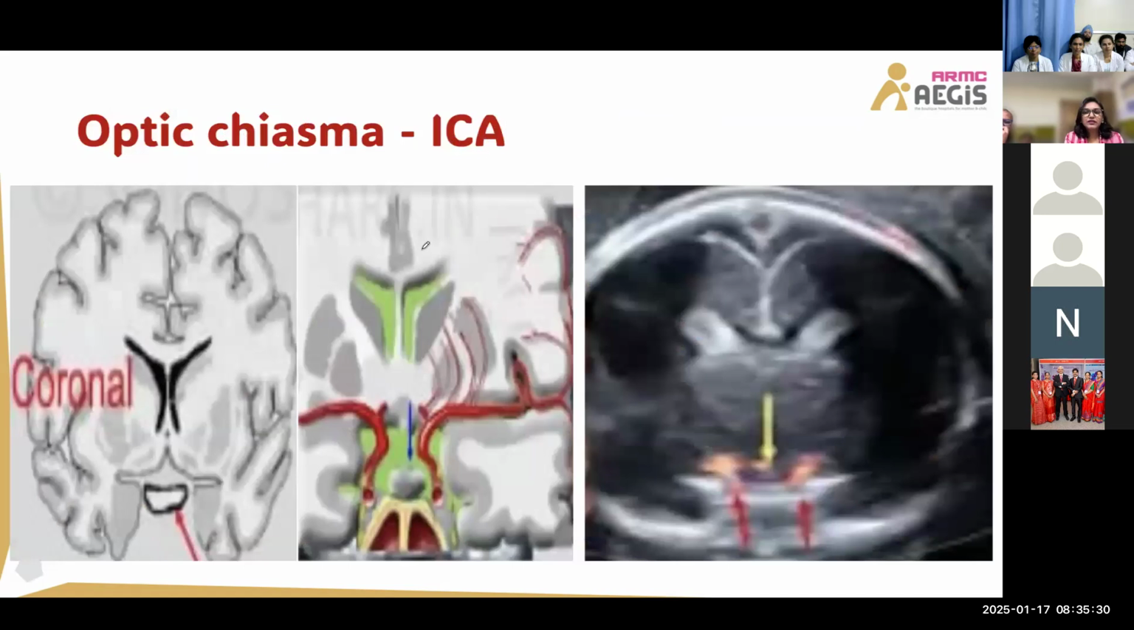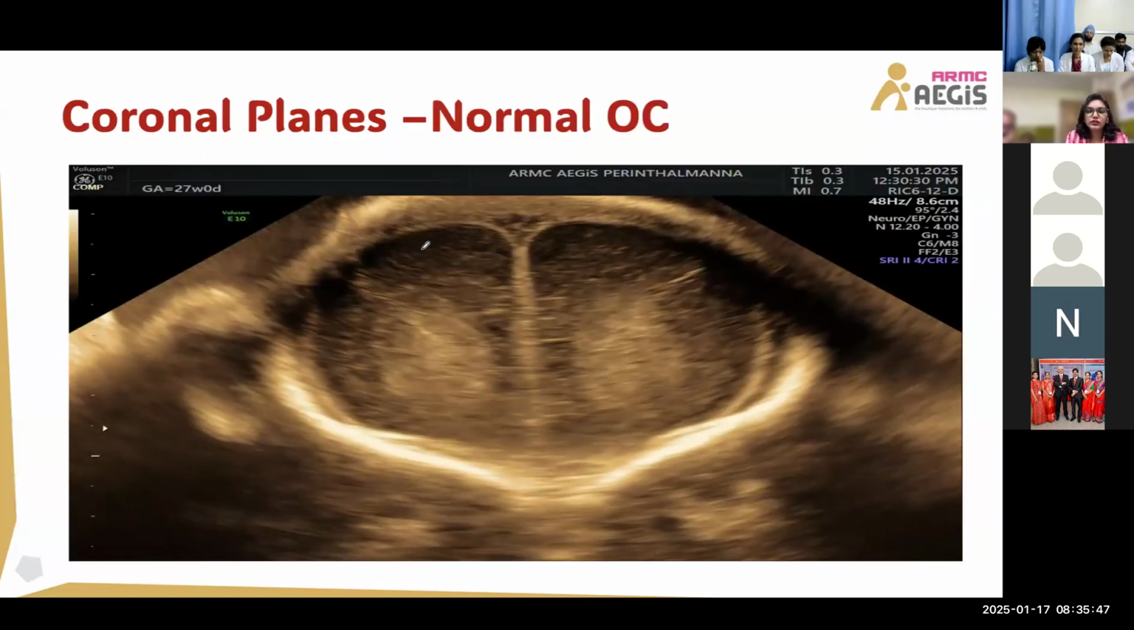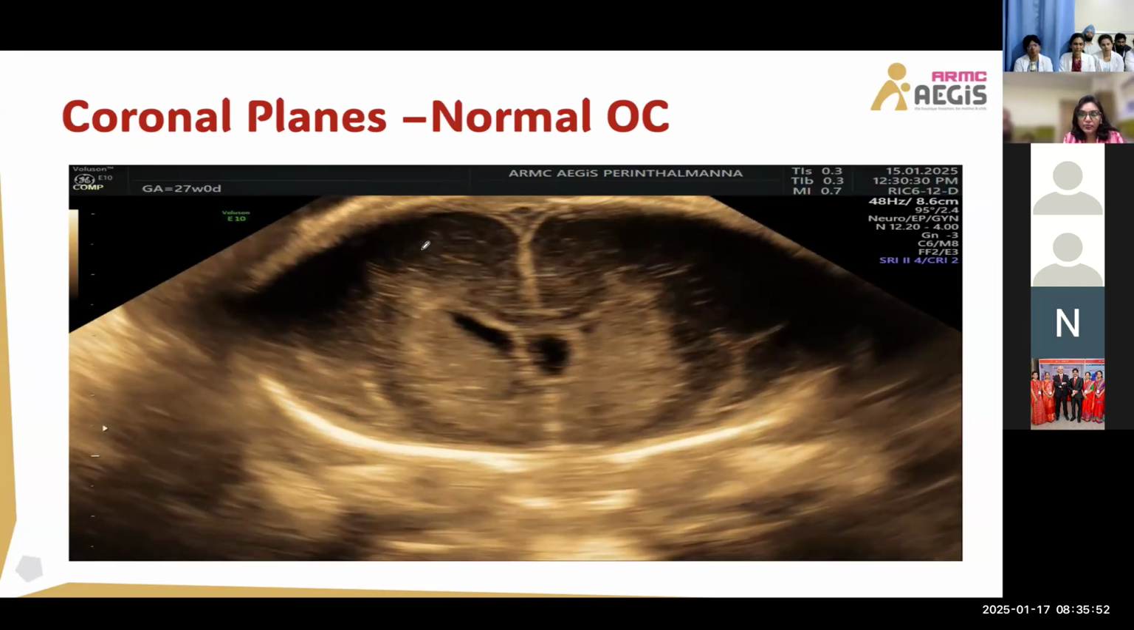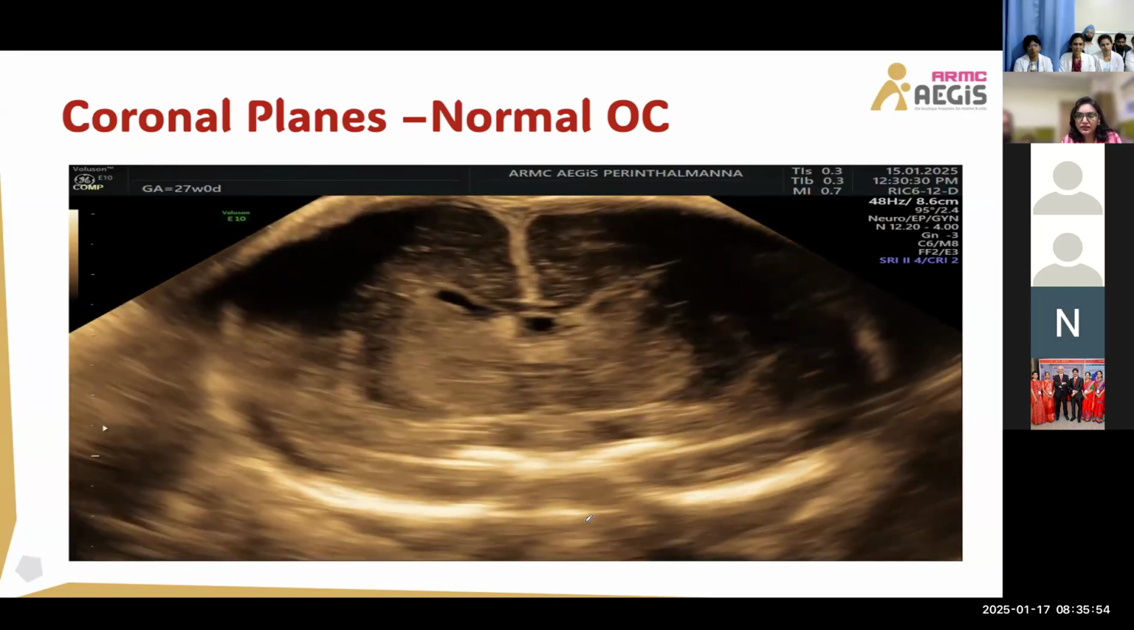So this is a coronal image. Actually, this is the ideal plane to image the optic chiasma, where it is seen as a midline structure between the bony skull and cerebral hemispheres. And again, if we put on the color, we can see the pulsating internal carotids on either side of this optic chiasma. So this is a coronal video clip, which clearly shows the optic chiasma in the midline.